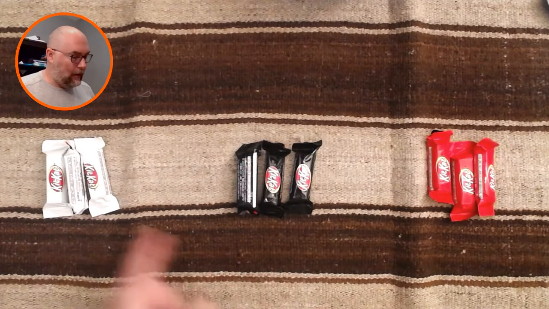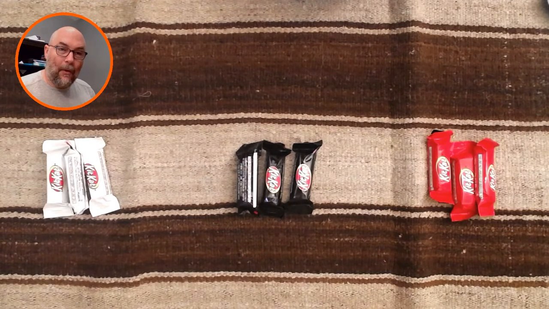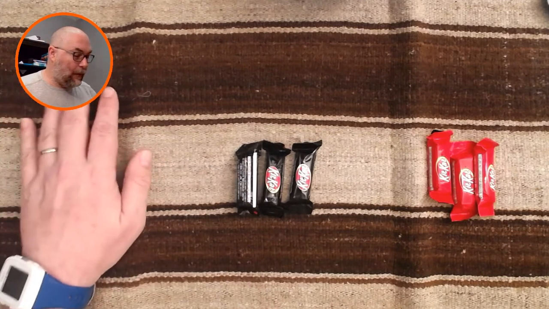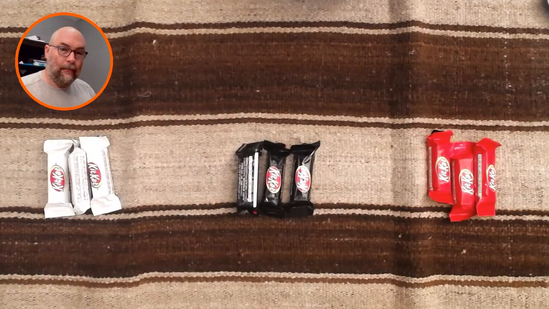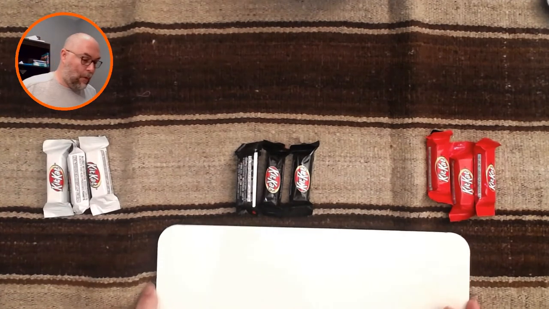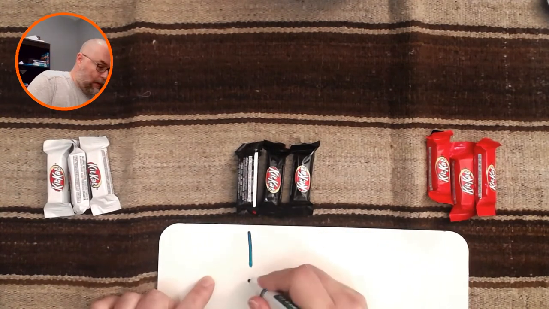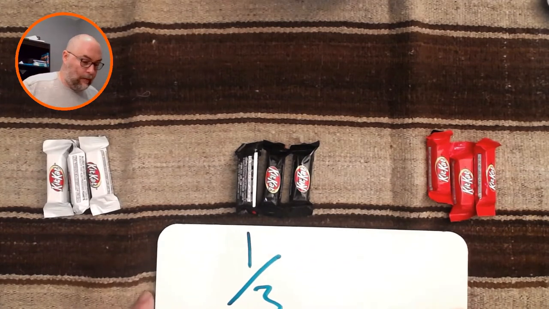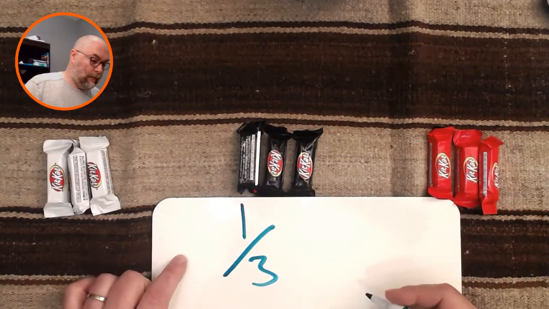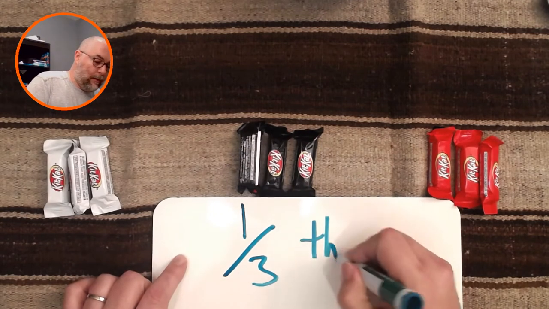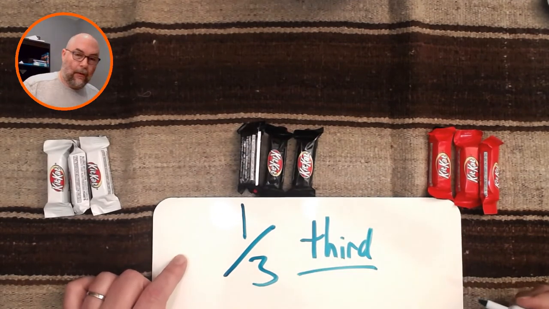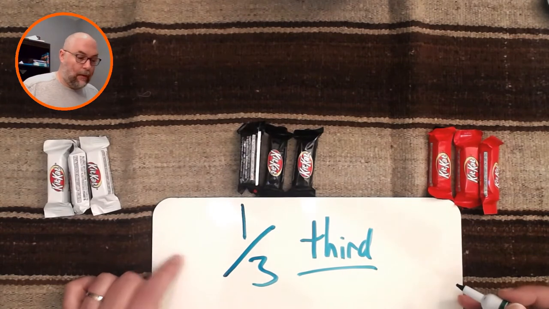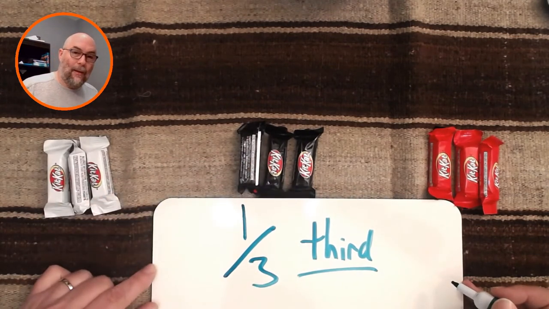What fraction of all these candies is white? Easy, I can tell you that. First you want to know there are 1, 2, 3 groups, and one of those three groups is white. And so we write that like this. You see that? One of those three groups is white. And this is called a third. So 1/3 of the Kit Kats are white.